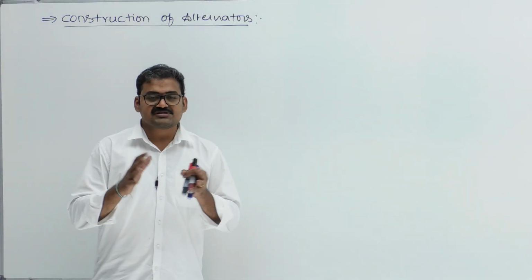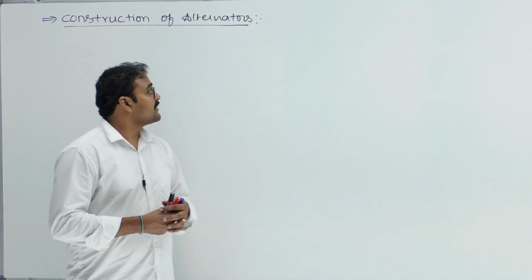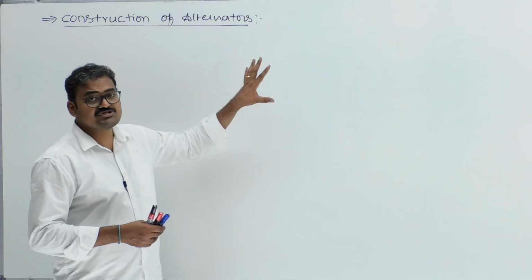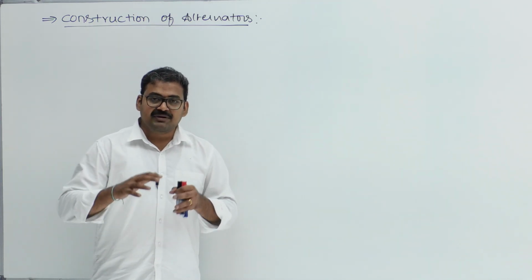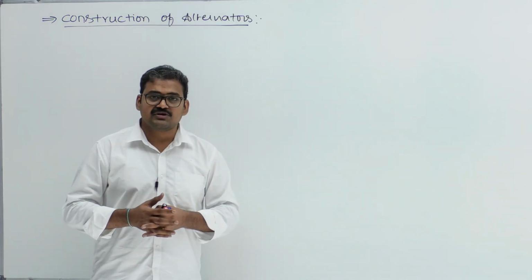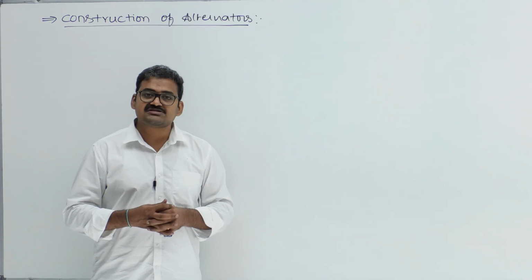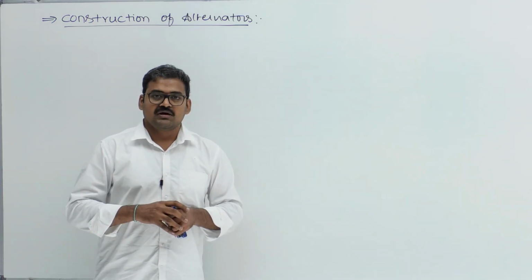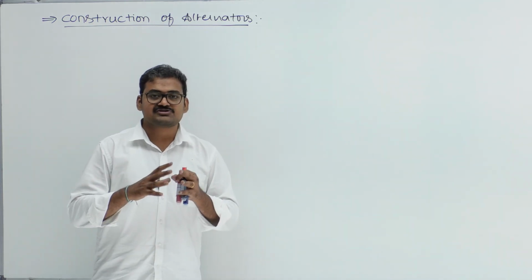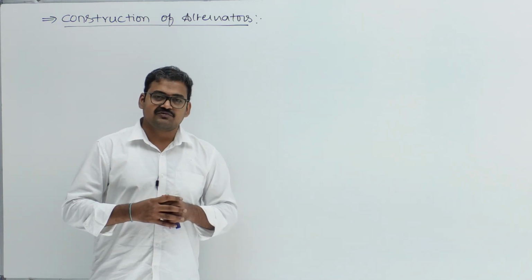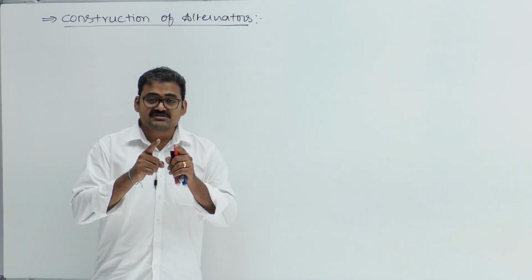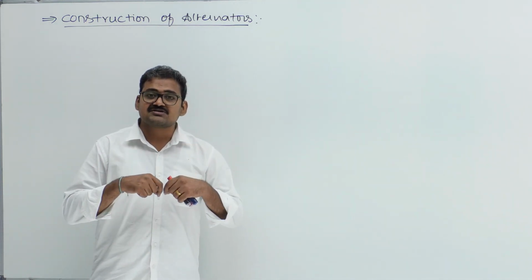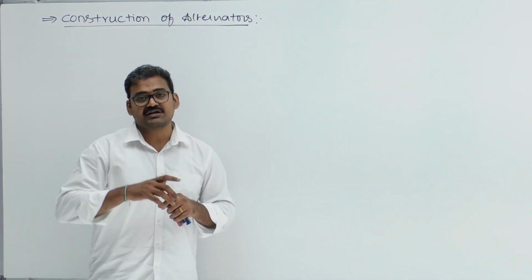Alright, let us discuss the next concept, that is construction of synchronous generator. Now coming to the construction part, based on the design of rotor circuit, synchronous generators are classified into two types. First one is salient pole synchronous generator. Second one, cylindrical rotor synchronous generator. I said these are the two types based on the construction of rotor magnetic circuit.